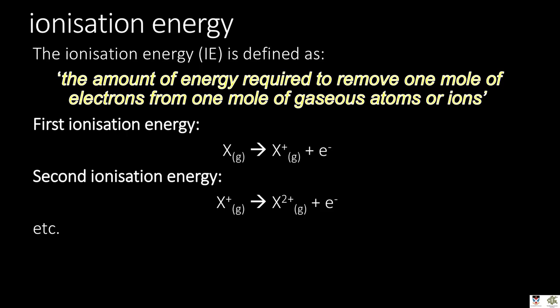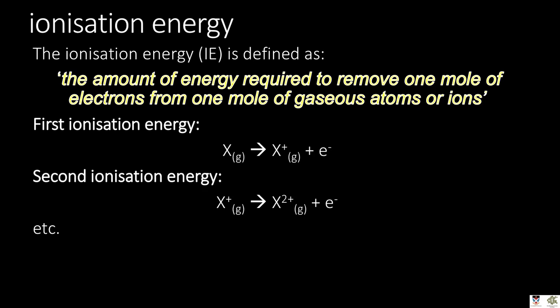Before we look at the trends going across period 3, just a quick look at the definition of ionization energy again. It is an important one. So it is the amount of energy required to remove 1 mole of electrons. It's important to specify that amount. Remove 1 mole of electrons from 1 mole of atoms or ions. And it is also very important to specify that the atoms or ions are in the gas phase.